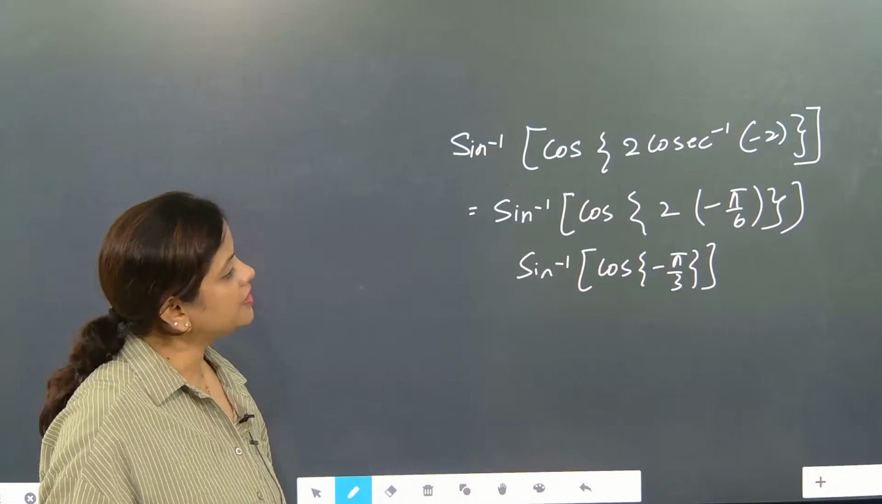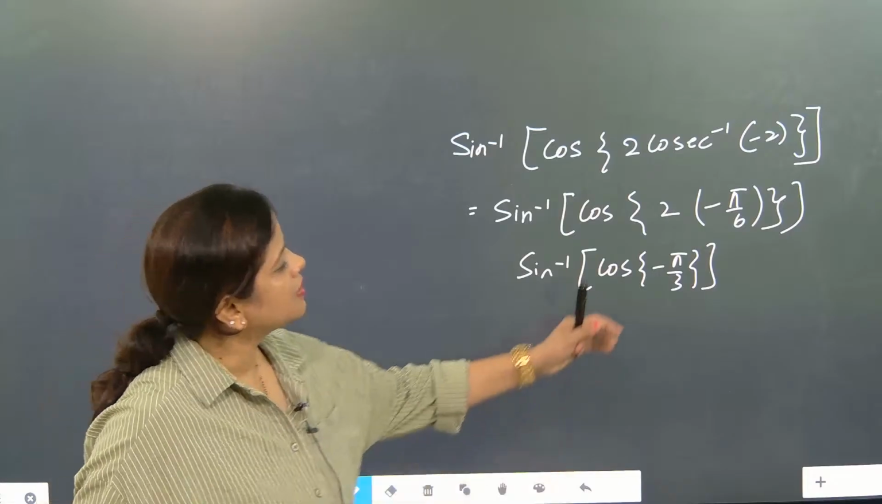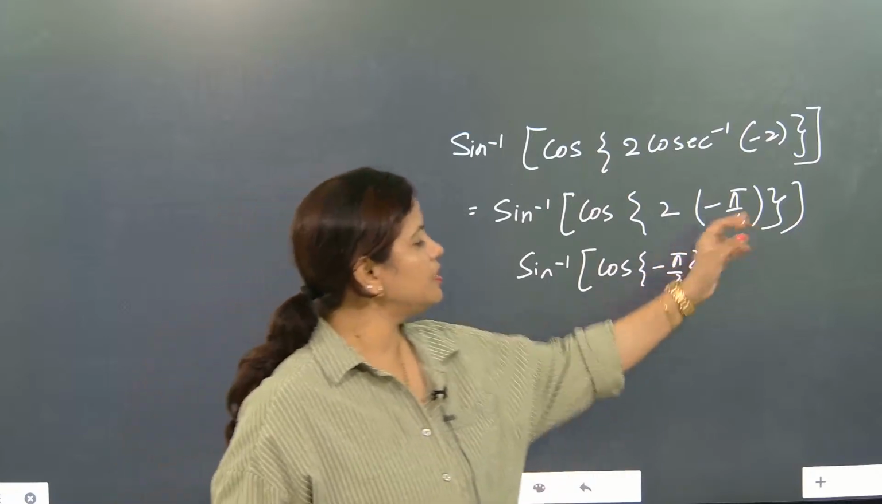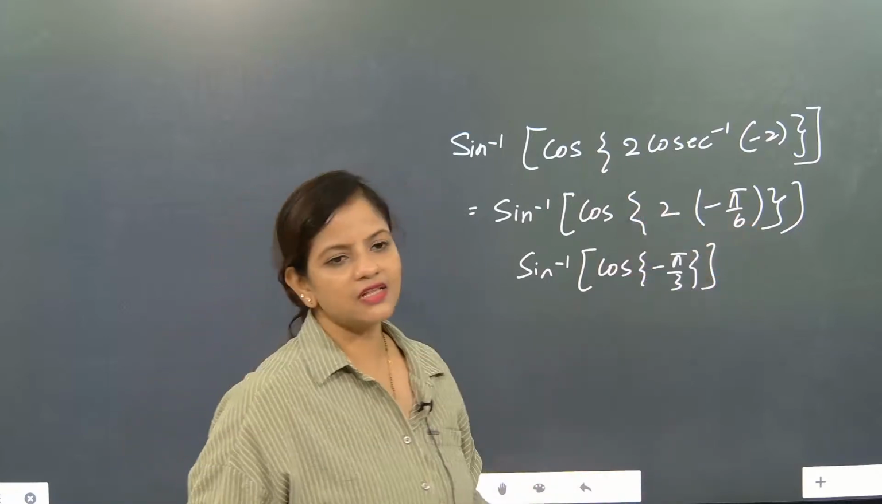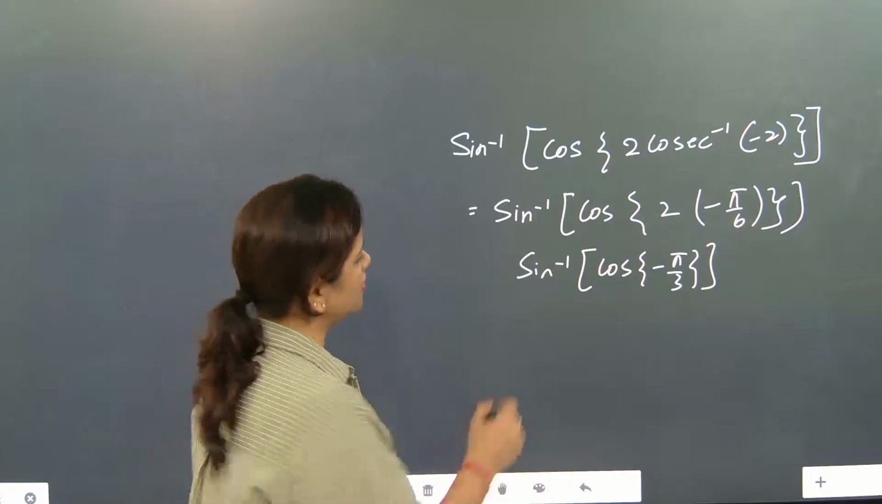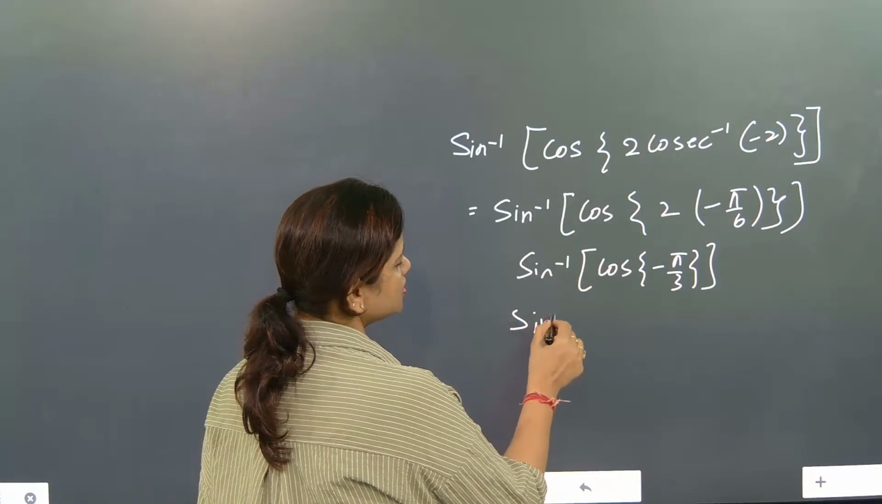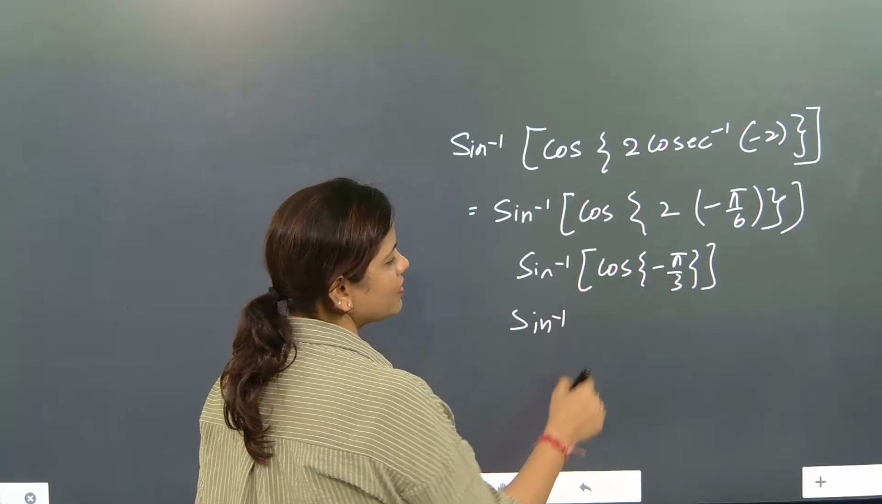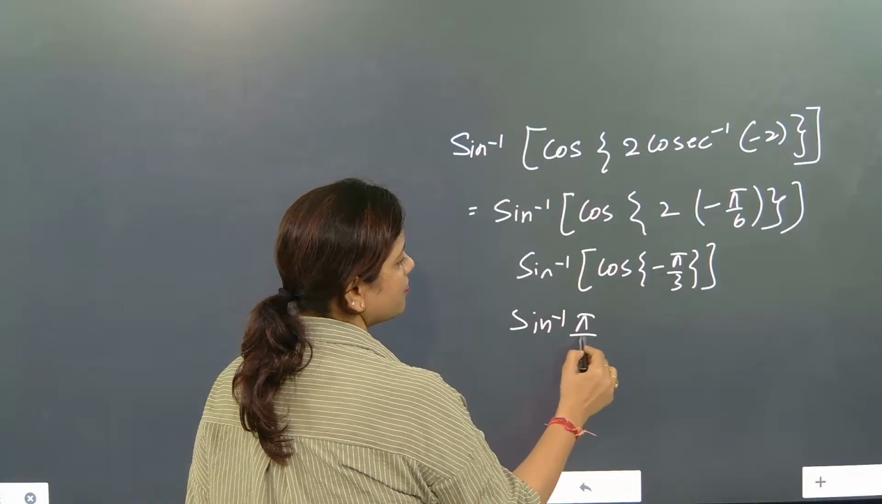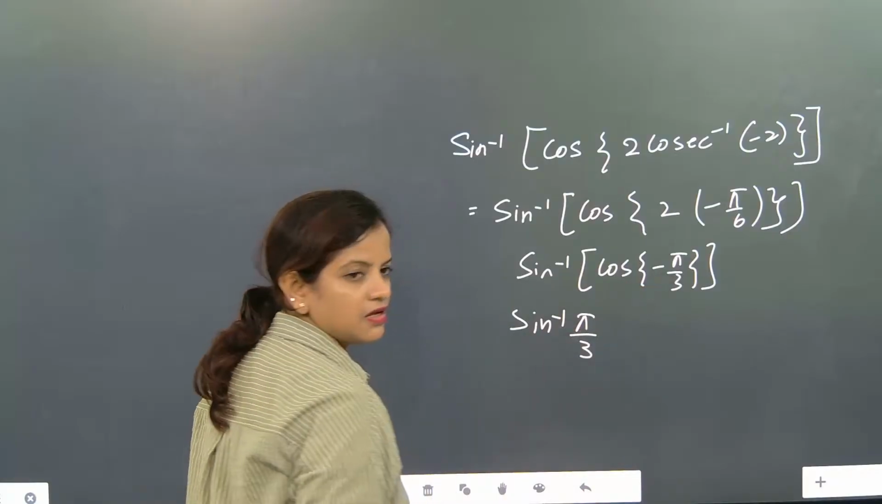30 degree. 30 degree is pi by 6. This is cos 30 degree. So pi by 6 is 30 degree, so I put 30 degree. So this and this got cancelled. Cos of minus theta is cos theta only. So it is coming cos pi by 3, sine inverse 60 degree. Sine inverse 60 degree is pi by 3. Correct?